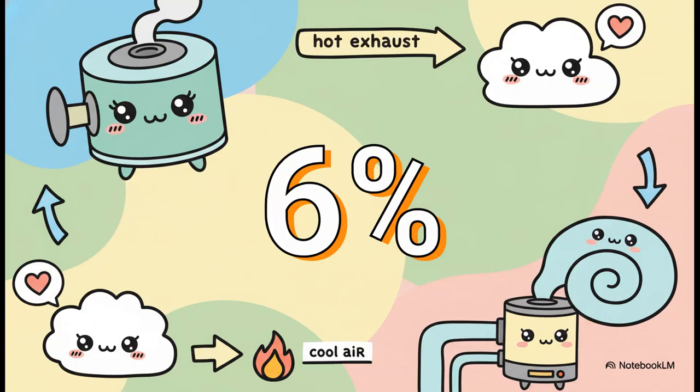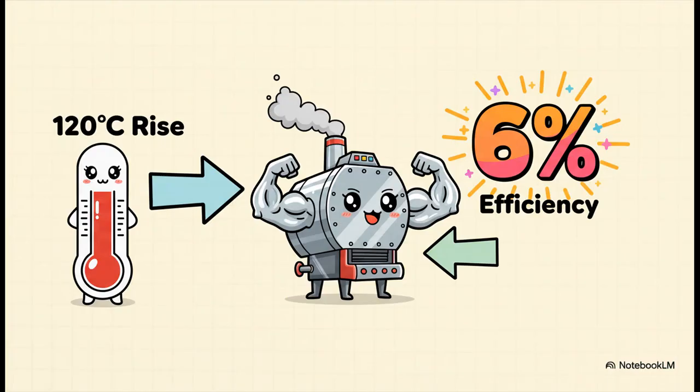So what does that look like in the real world? Let's say we manage to get a 120-degree temperature rise in our air. Well, the impact is pretty dramatic. A 120-degree rise in that air temperature gives you a direct 6% increase in your overall boiler efficiency. That is a massive improvement no matter how you slice it. We're talking about major savings on fuel costs and lower emissions for years and years.